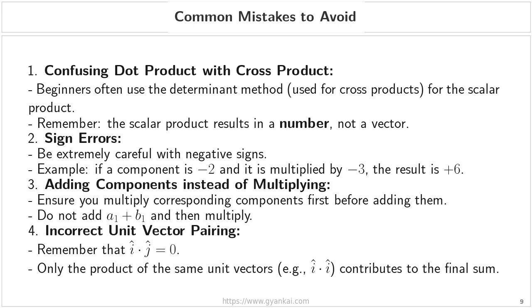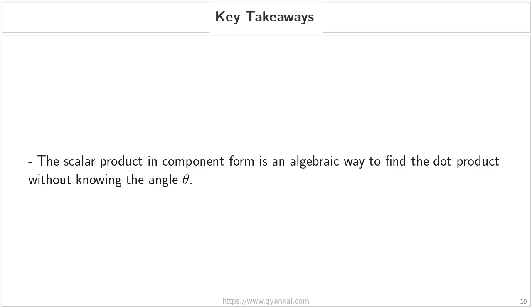Key takeaways. First, remember that the scalar product in component form provides us with a powerful algebraic method to calculate the dot product. As we discussed in our very first slide, while the geometric definition requires us to know the angle theta, this component method allows us to find the result directly using only the coordinates, even if the angle is unknown.